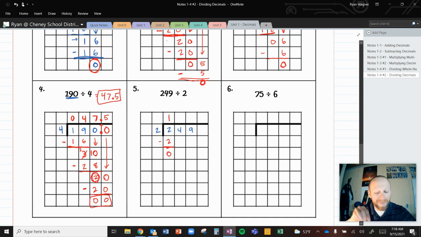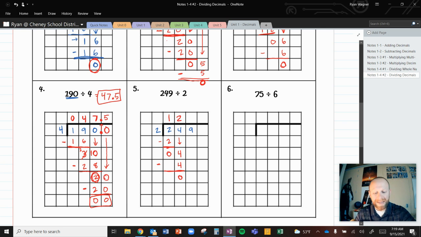Now, we're not done yet because we haven't got to our last number. Even though we got 0, we're not done yet. We got to drop down our 4. How many times can 2 go into 4? 2, 4, so twice. So here, we're going to write 2. 2 times 2 gives us 4. We're going to subtract them, and we get 0.